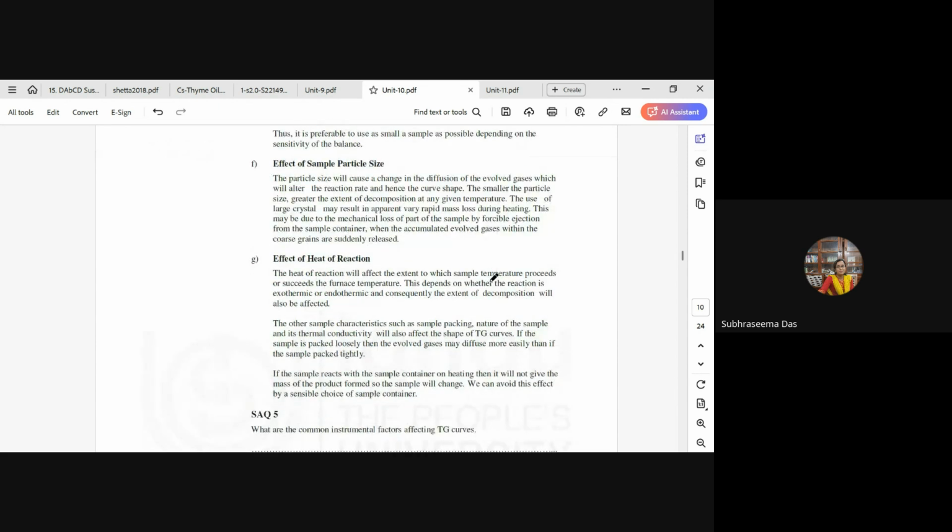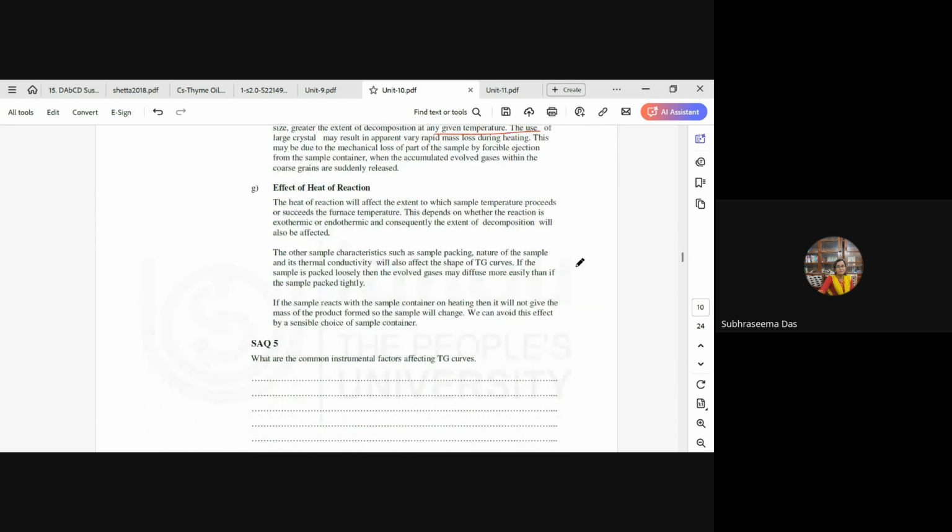Then coming to the effect of sample particle size. The particle size will cause a change in the diffusion of the evolved gases, which will alter the reaction rate and hence the curve shape. The smaller the particle size, the greater the extent of decomposition at any temperature. So when we use a large crystal, there is a very rapid mass loss during the heating, and this rapid mass loss will give rise to errors during the measurement process.